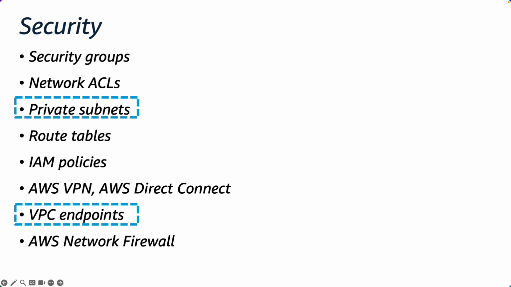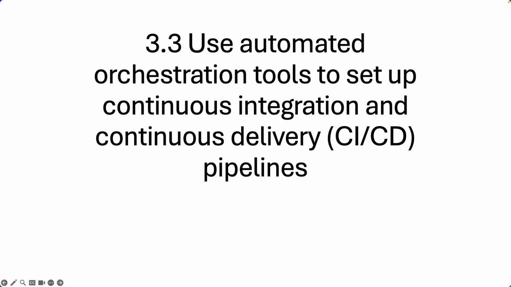So in the next lesson, we will cover task 3.3 from Domain 3, which is to use automated orchestration tools to set up continuous integration and continuous delivery pipelines.